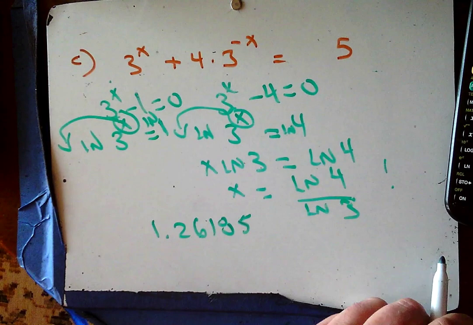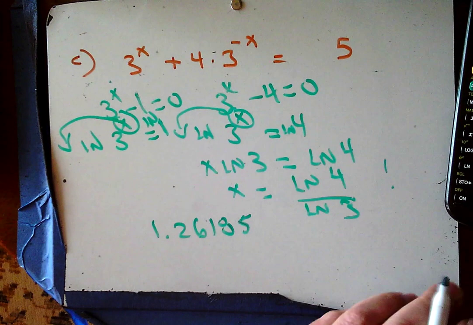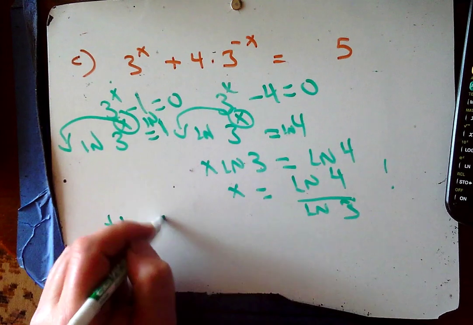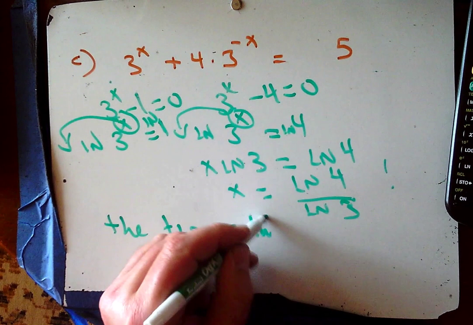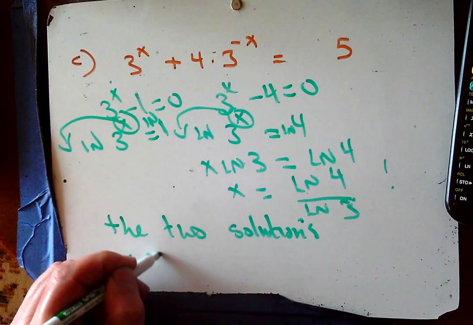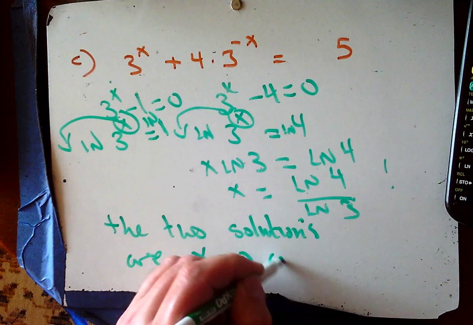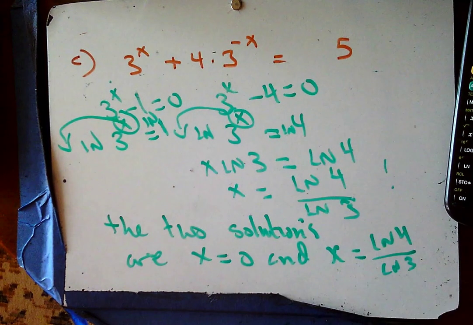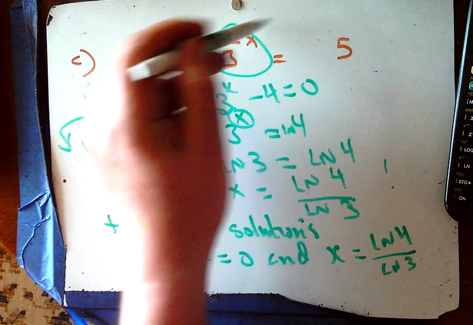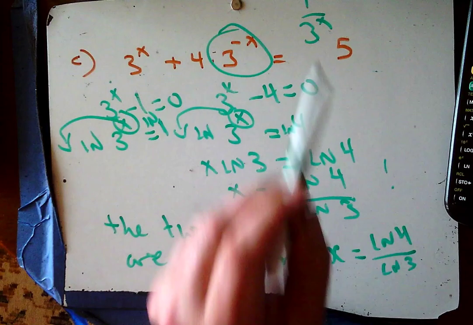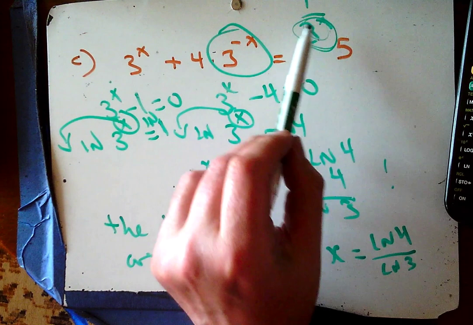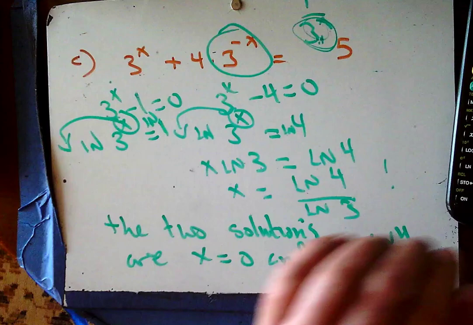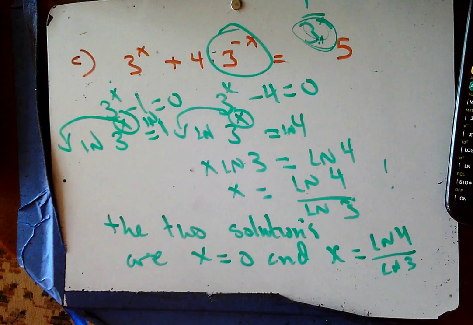Now, this is exponential. There's no domain restriction on that. I don't have to worry about checking. This isn't a must check. So I'm going to say the two solutions are x equals 0 and x equals ln of 4 over ln of 3. I take it back. It is a must check because this is 1 over 3 to the x. But wait a minute. This can never be 0. This is exponential. There's a horizontal asymptote at 0. So yeah, this is not a must check. But ooh, I did have a denominator, so it's good that I think about it.